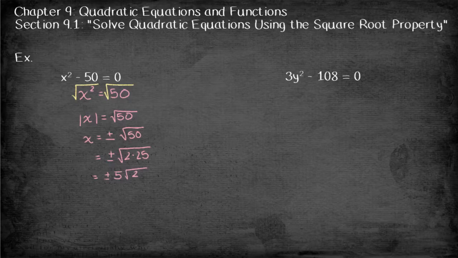So there we have our answers. 5 square root of 2 and negative 5 square root of 2. Slightly more complicated is this next guy. So we have 3y squared minus 108. I'm going to add 108 to both sides.